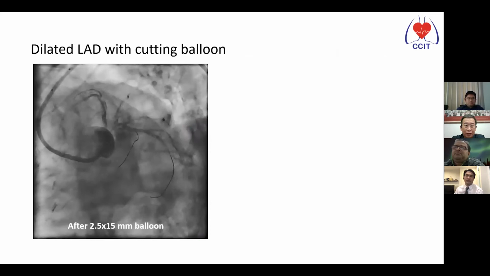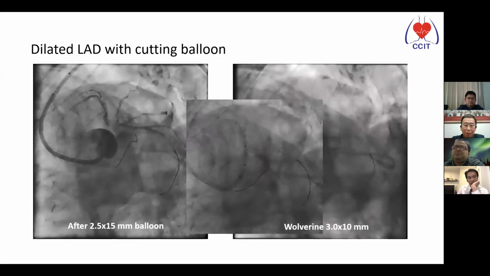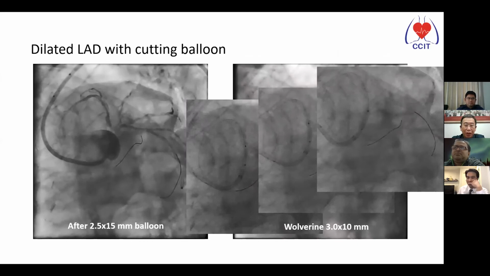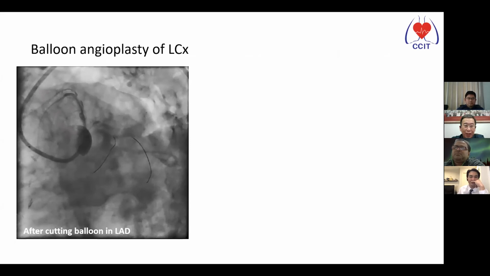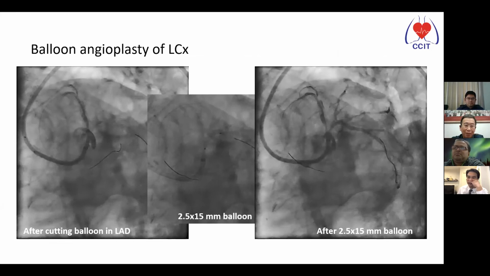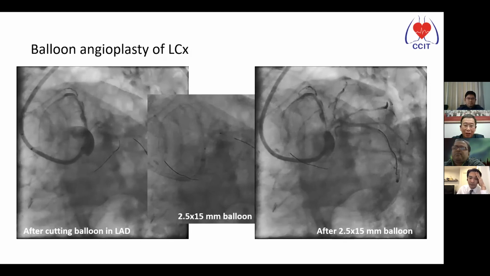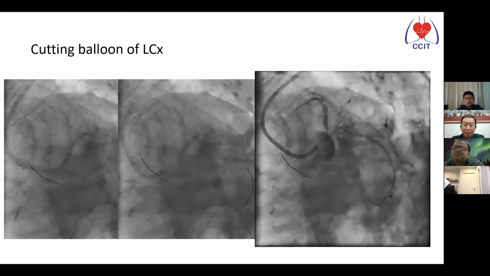So I perform cutting balloon to open this tough lesion with a Wolverine 3.0 by 10 millimeter. And then it looks like the balloon can open fully. However, there is some plaque shift into the ostium of the circumflex. So I have to open the circumflex first with the 2.5 by 15 SC balloon, and then followed by a cutting balloon, the same 3.0 cutting balloon too.